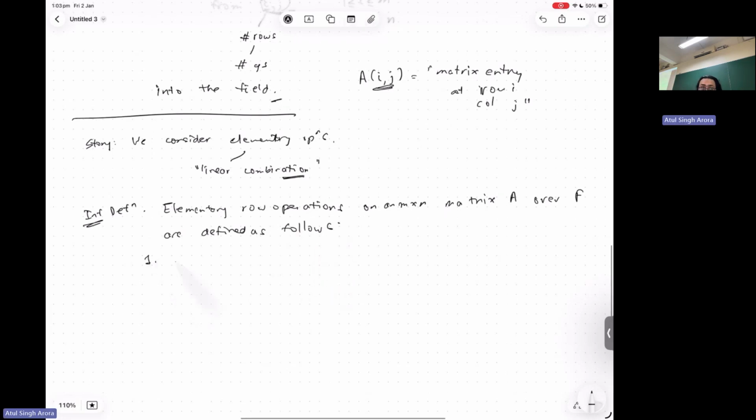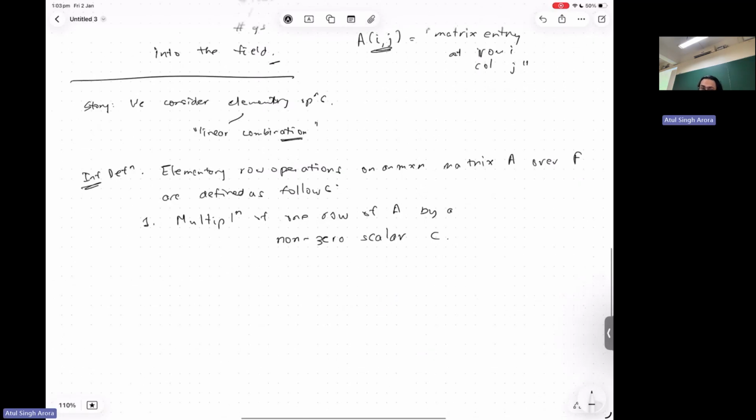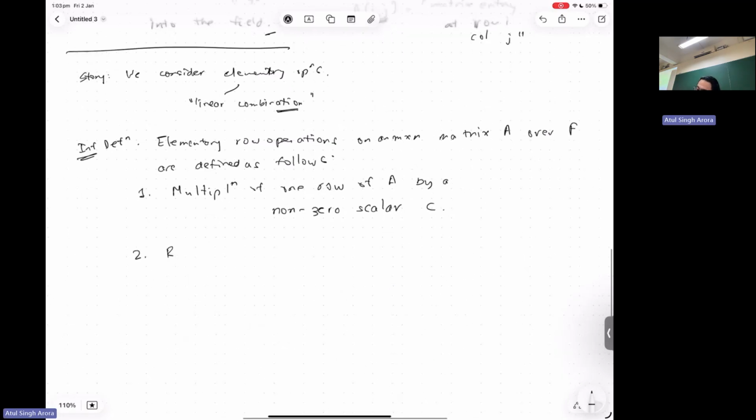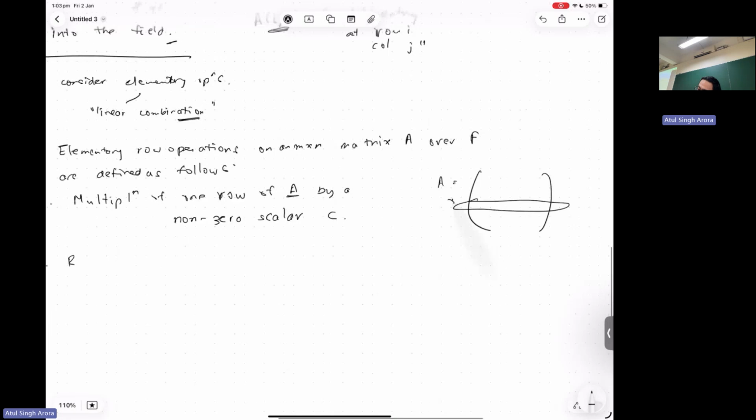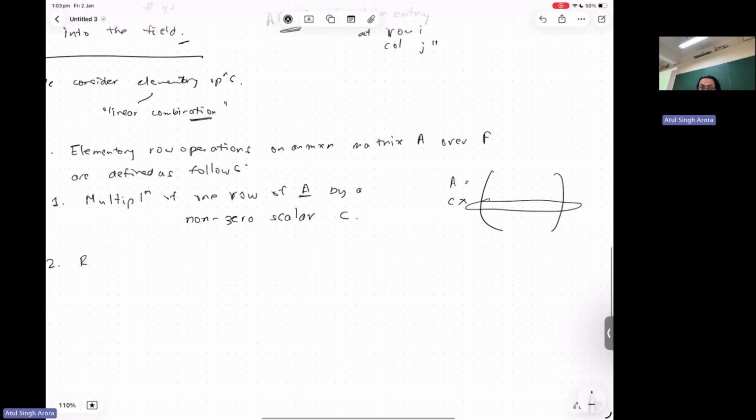Okay, so the first one is multiplication of one row of A by a non-zero scalar c. So that's the first one. Is this fine? You take one row of A. Suppose A is like this matrix. You pick one row, you multiply it with some scalar c, and that's it. That's the operation. Okay. That's the first operation.